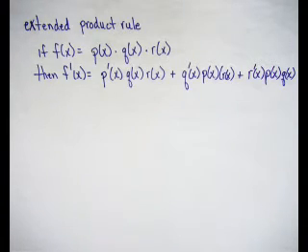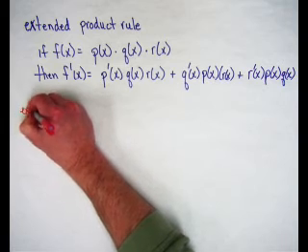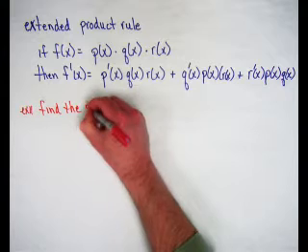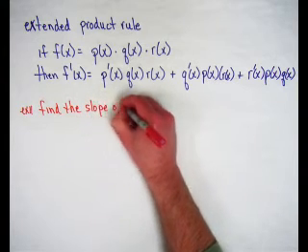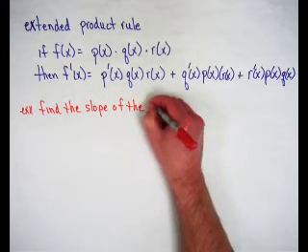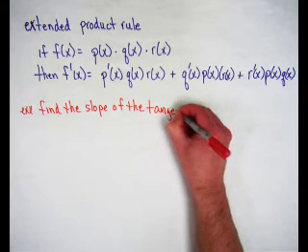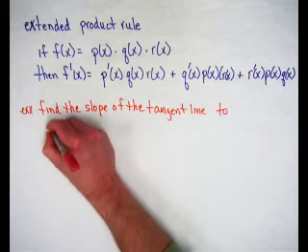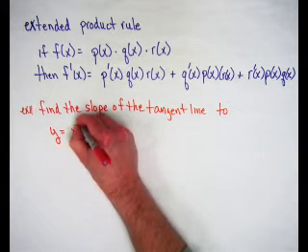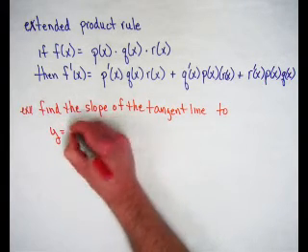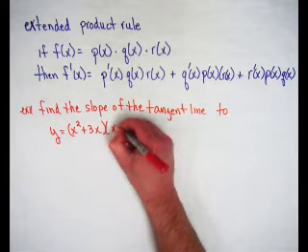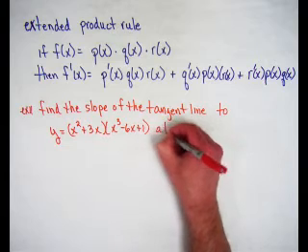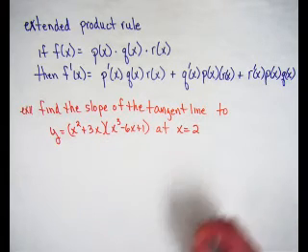Okay, we'll just finish off with an example. Something like, find the slope of the tangent line to y equals x squared plus 3x times x cubed minus 6x plus 1 at x equals 2.